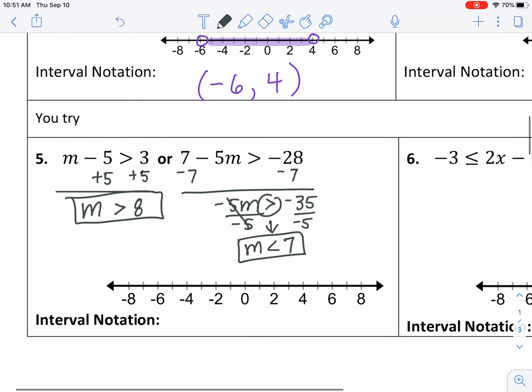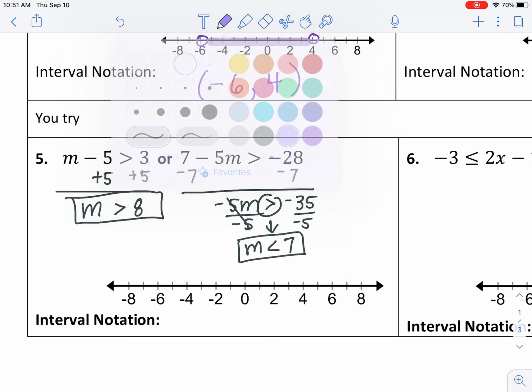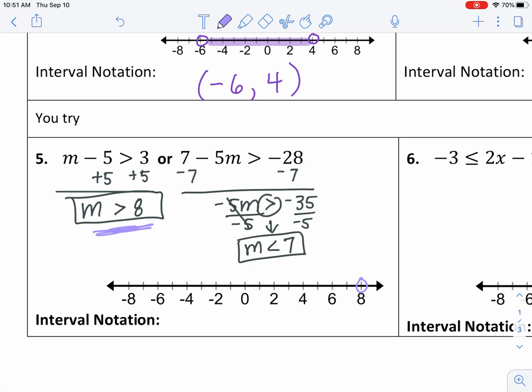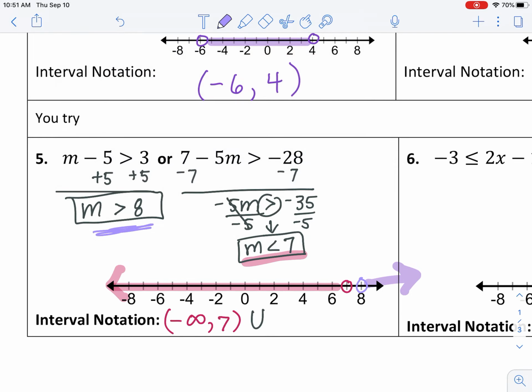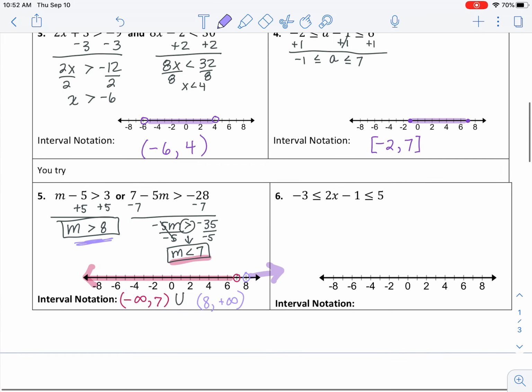For m is greater than 8, that's going to be a closed point at 8. Or I'm sorry, open point at 8. And then greater, that's going to be to the right. And then for our other part of our inequality, m is less than 7. That's going to be an open point at 7, and the values that are less than are to the left. And then our interval notation, left to right, -infinity to 7, both parentheses. And then we do our union with the purple ray, which is going to be 8 to positive infinity. And that's an open point, and so parentheses. And then always parentheses on infinity. So that's an example of OR.